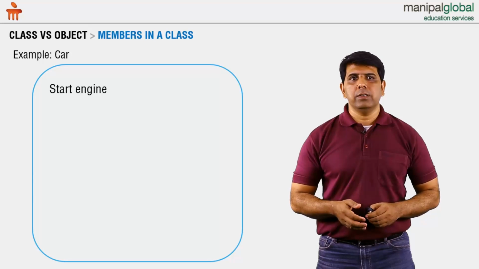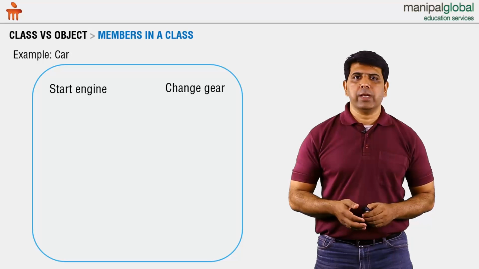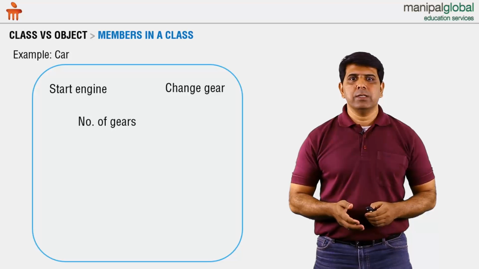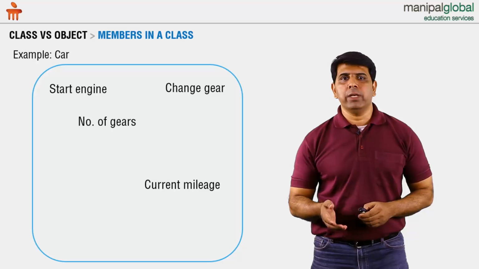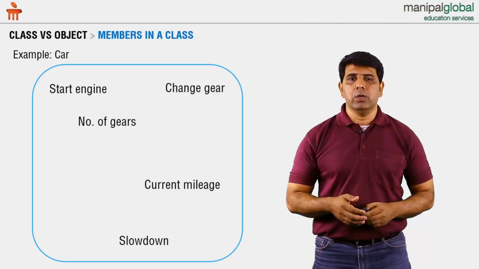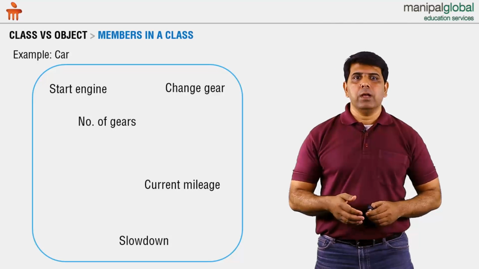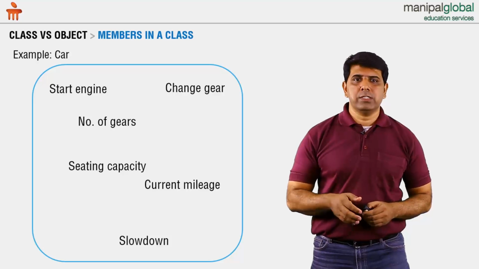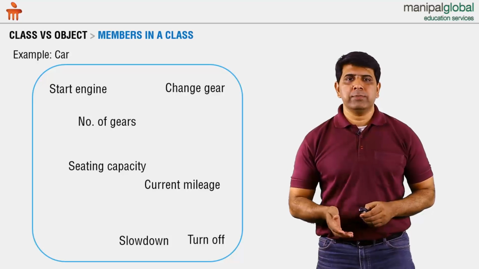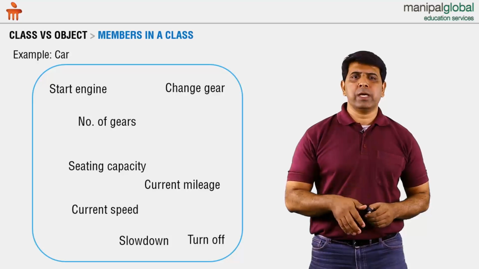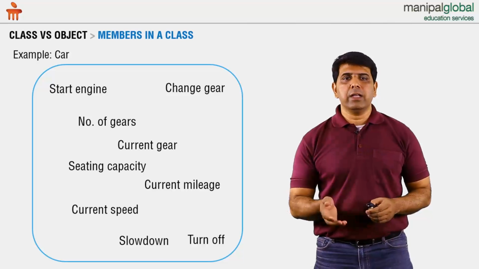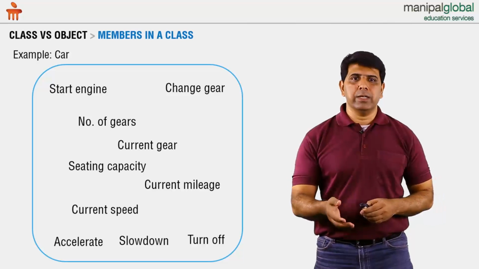For example, start engine, change the gear, number of gears, current mileage, how many kilometers it's run, you want to slow down when you're driving, or you want to know how many seats are available, you want to turn off the engine, you want to know what's the current speed. There is a current gear and you can accelerate.